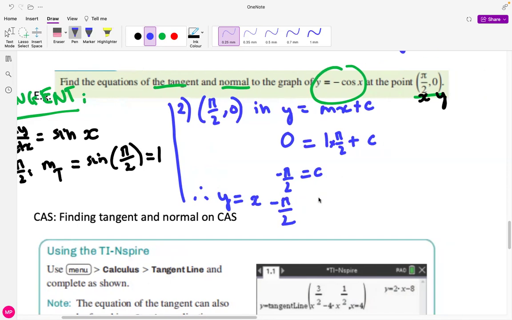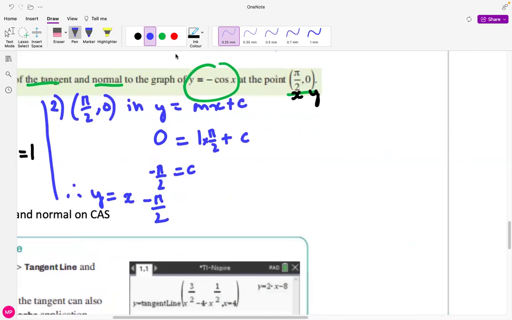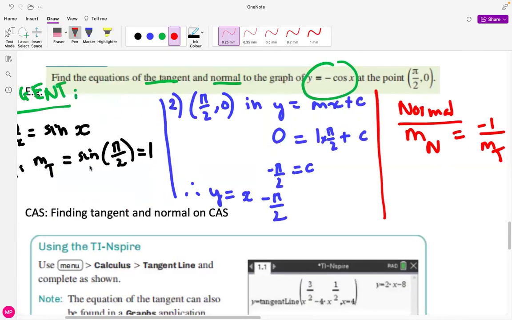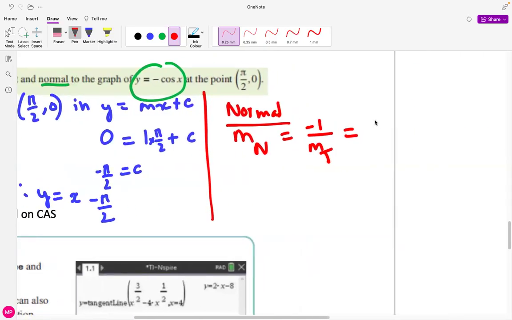Okay, and now we're going to do the normal this time. To find the normal equation, we pretty much follow the same steps, and we already have the tangent equation. The m of the normal is negative 1 over m of the tangent, and we know from the previous information that m of the tangent equals 1. So negative 1 over 1 just gives you -1.